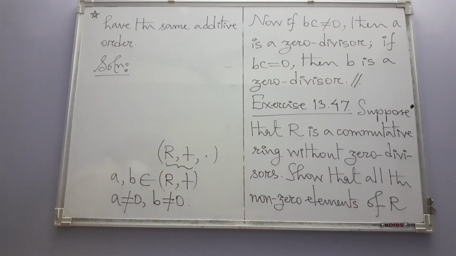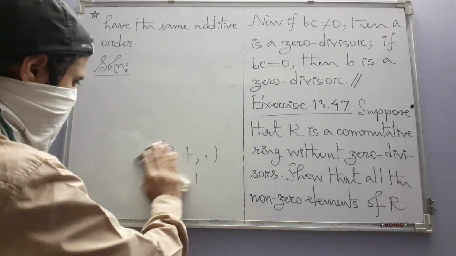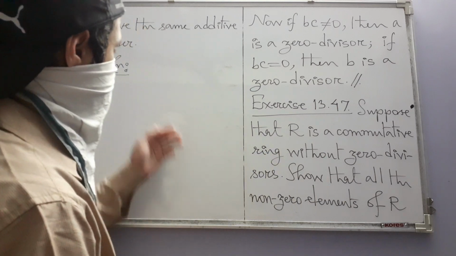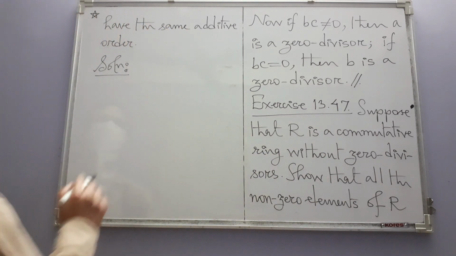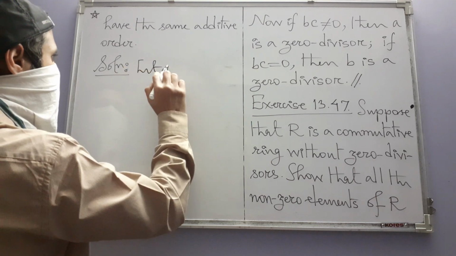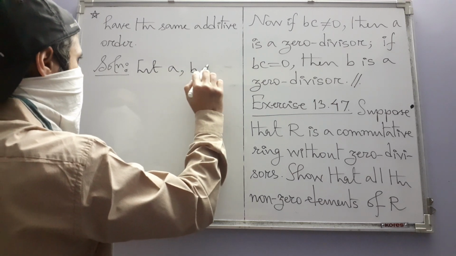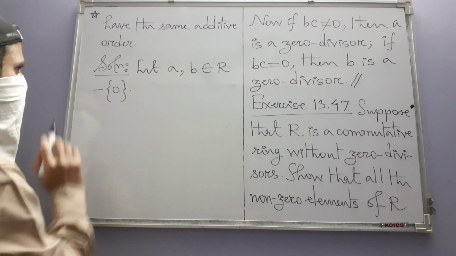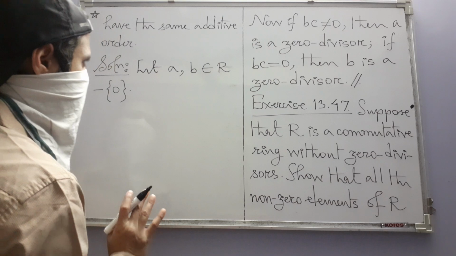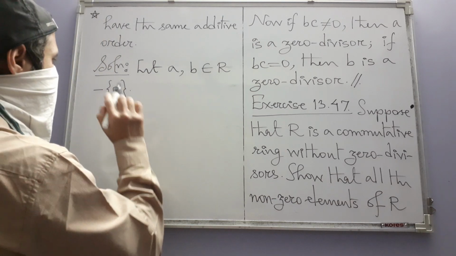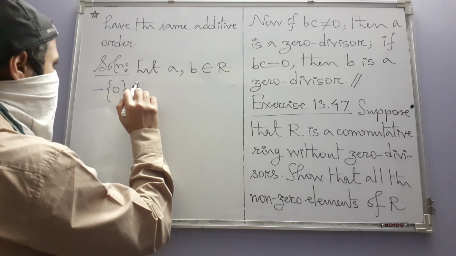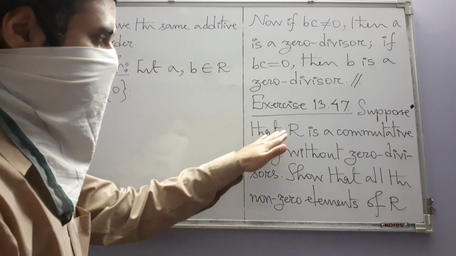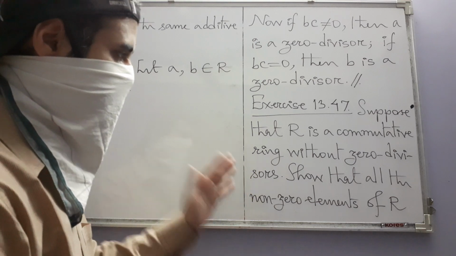Okay, so let's see. The group we are considering here is of course the ring, that is the underlying set under addition. So the author is saying additive order. Okay, so let A and B be two elements in the ring from which we have removed 0. So this just tells us that A and B are both non-zero elements in the ring. And also one more thing is given, that the ring is not just simply any ring, it's a commutative ring without zero divisors.